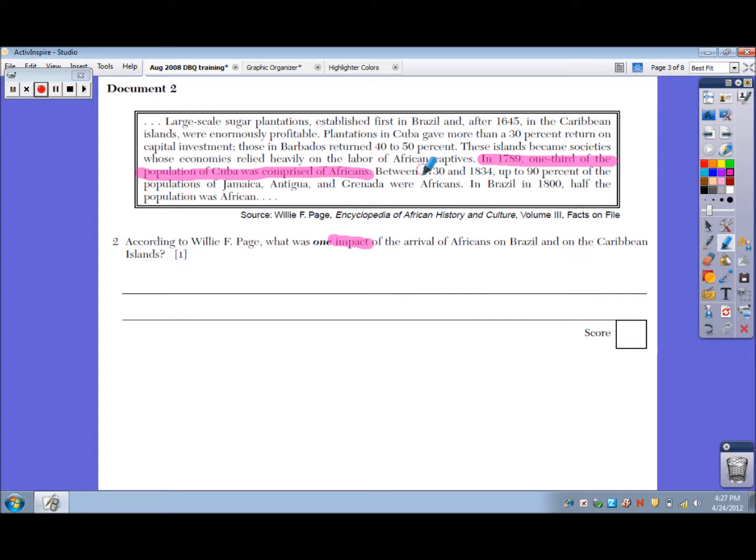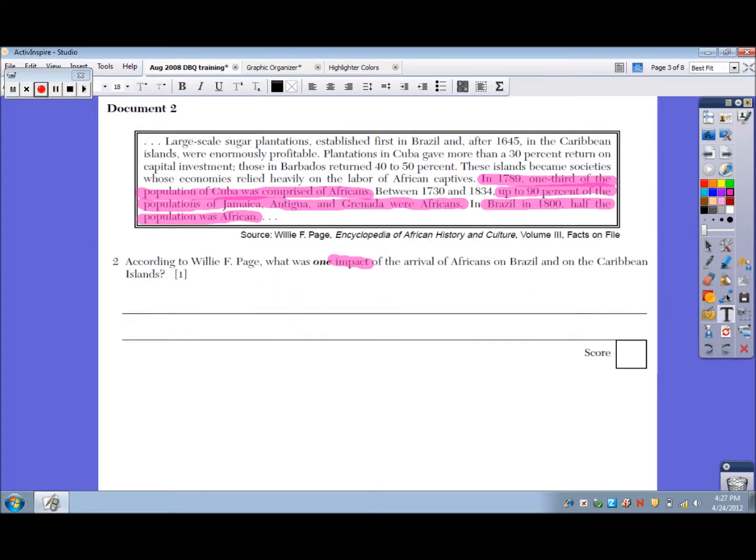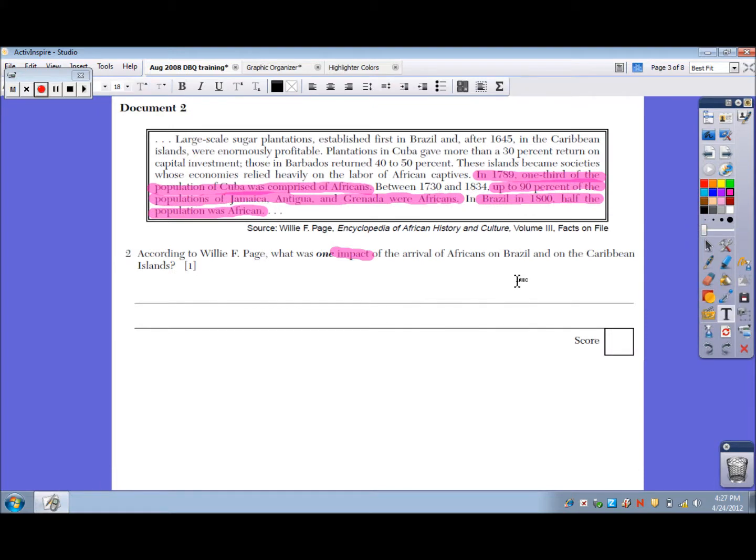Between 1730 and 1834, up to 90% of the populations of Jamaica, Antigua, and Grenada were Africans. So you're getting some stats here about how Africans were making up a large percentage of the islands in the Caribbean, like Jamaica. Then finally, Brazil in 1800 has half the population being African. So it's giving you some statistics that Africans made up a huge proportion of the islands in the Caribbean and of Brazil. So there's your answer. Anything highlighted there, word for word, basically can give you the answer.